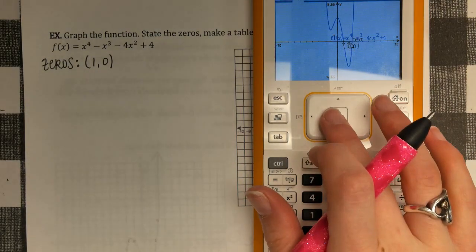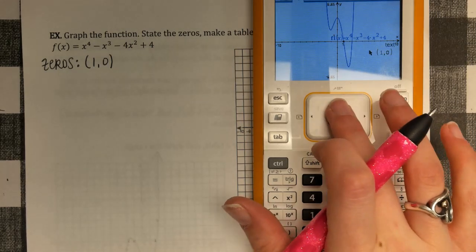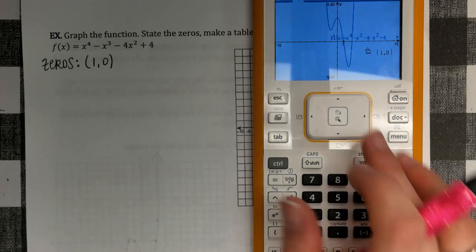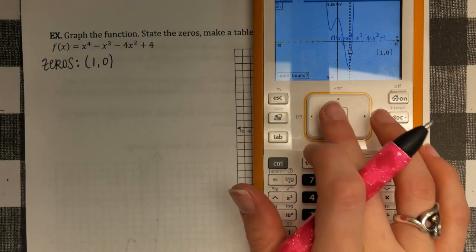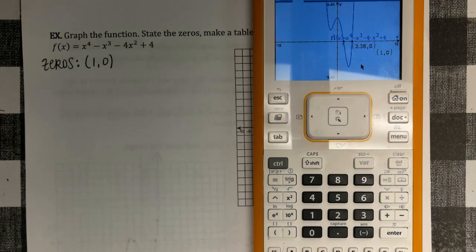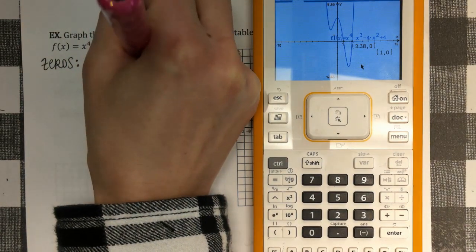I'm going to move the ordered pair. And then menu 6, enter again. Go to the left, go to the right. 2.380, what is that going to round to? 2.40.